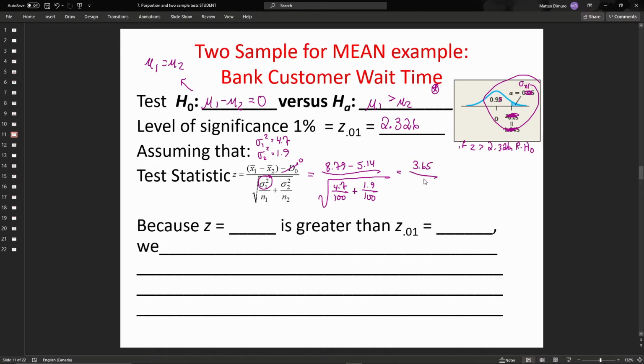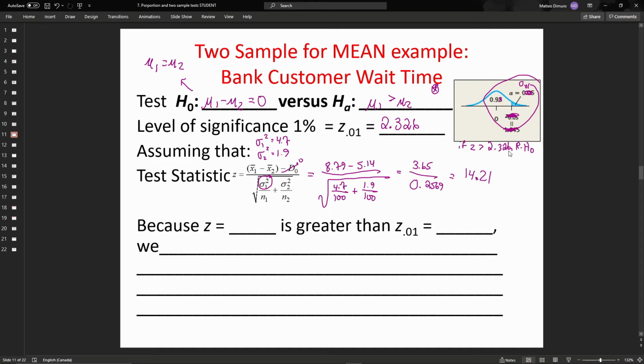you get 3.65 in the top and 0.2569 in the bottom, for a grand total of wowzers, 14.21. What does this mean for us? Now, when you get such a big number, I try not to give you wacky numbers. Sometimes it happens. I believe I made this question up, so the numbers were a little wacky. It happens in real life though. I've seen it. Yeah, we have a really big Z score. So what does it mean?